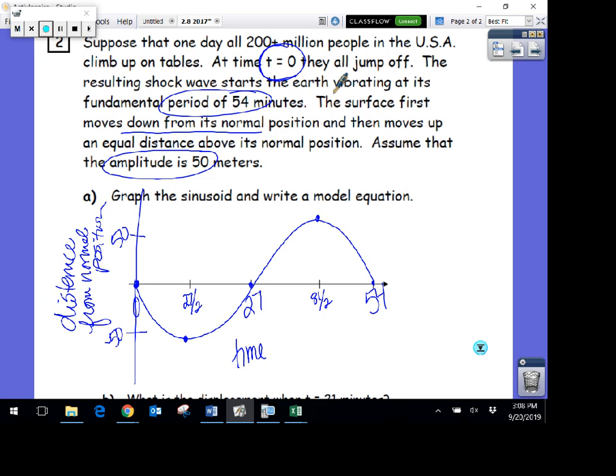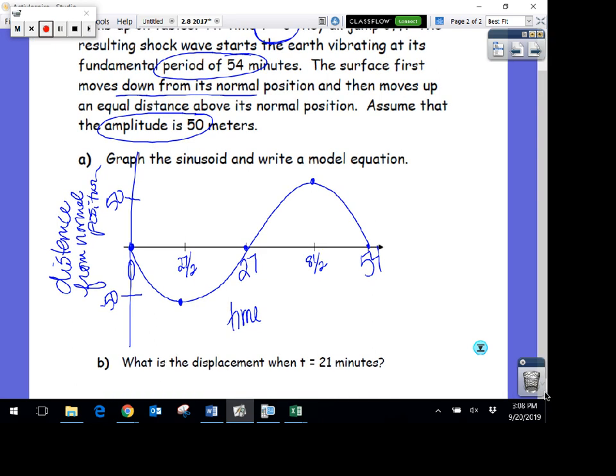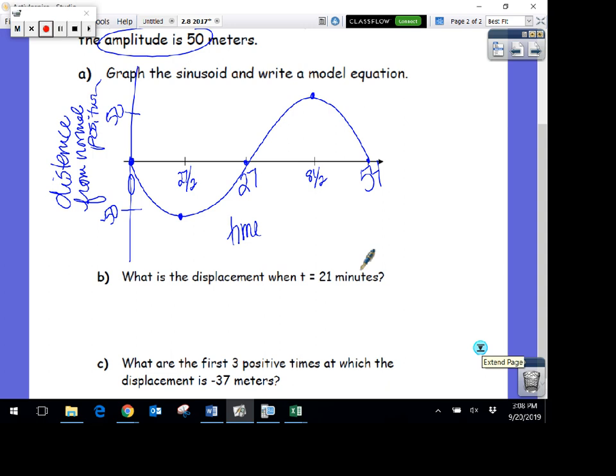If we want to use y, we can use y. We can use f of t if we want to use function notation, d of t, whatever you want to do. I'm going to just use d. Distance equals. So I'm going to start at 0, 0. This is going to be where I decide to start when I write my equation. You can start at any of those: high, middle, or low. Any of them, doesn't matter.